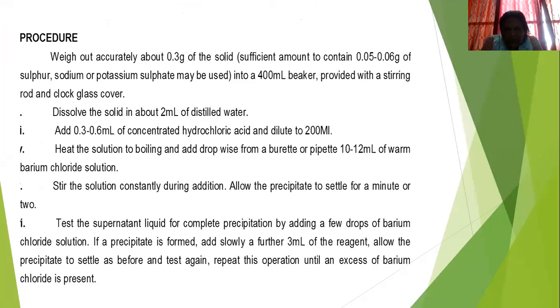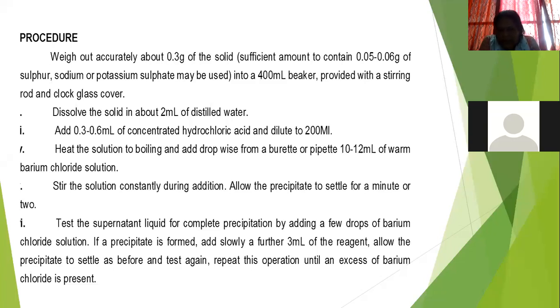You should accurately weigh out a solid salt of sulfate, like 0.3 gram of solid salt, and you should use a 400 ml beaker, big beaker, or 500 ml beaker, and then dissolve this solid salt in about 2 ml of distilled water. Then add 0.3 to 0.6 ml of concentrated hydrochloric acid, and then dilute this solution up to 200 ml, or add 200 ml of water.